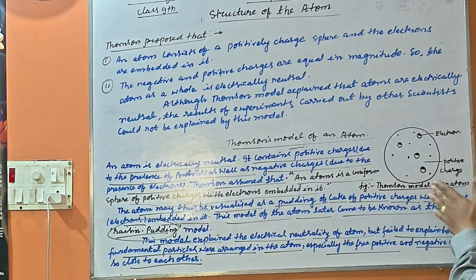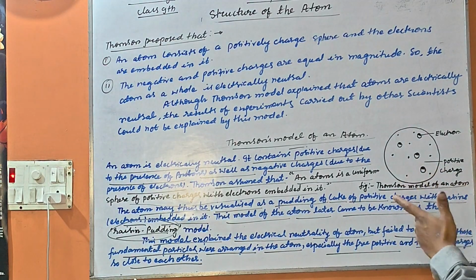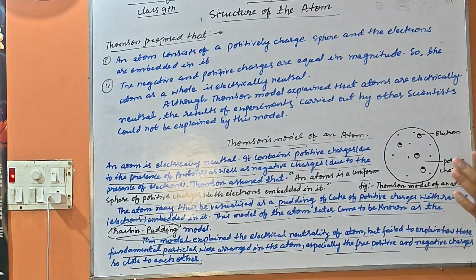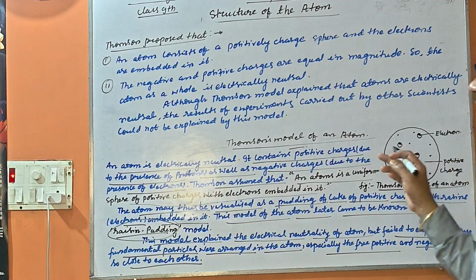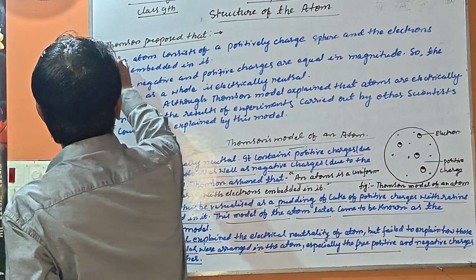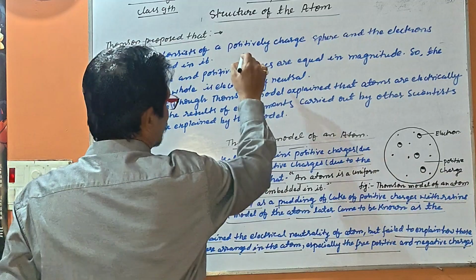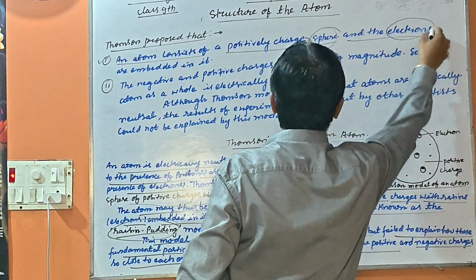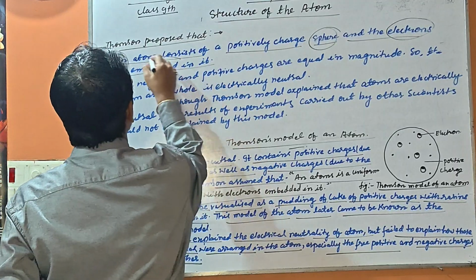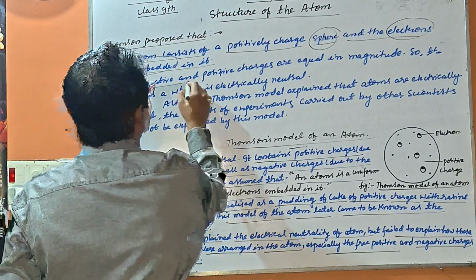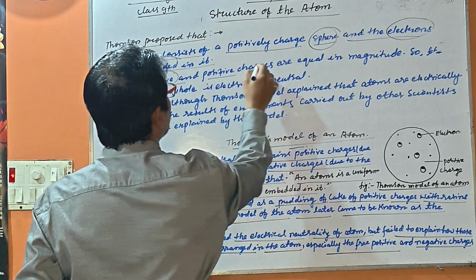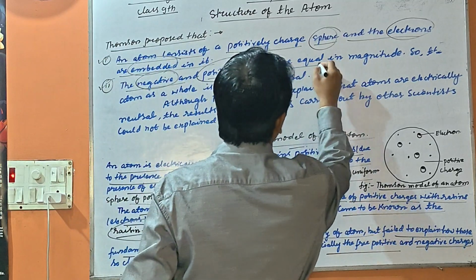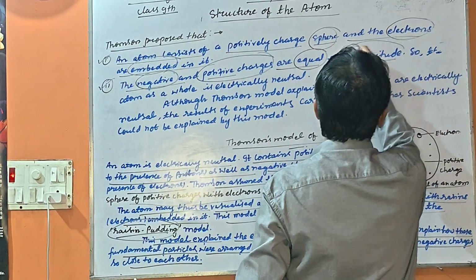This model explains the electrical neutrality of the atom, which is the second point I explained, but fails to explain how these fundamental particles are arranged in the atom, especially since the positive and negative charges are too close to each other. So Thomson proposed that an atom consists of a positively charged sphere and the electrons are embedded in it. Second point, the negative and positive charges are equal in magnitude.